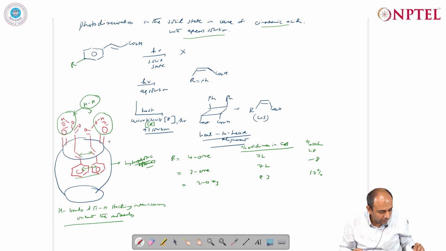So, in the next lecture we will look at some more interesting case studies where this cavity plays a very important role, and we will also see some cases where, because of the cage effect, unusual or unstable intermediates can get stabilized for extended periods of time, and we will also look at some more interesting reactions which take place by photodimerization to form more interesting organic molecules.